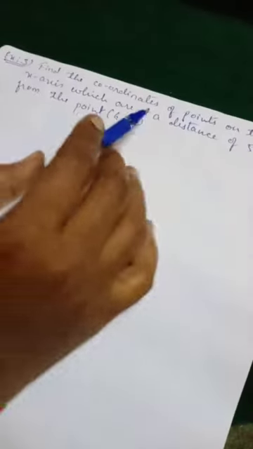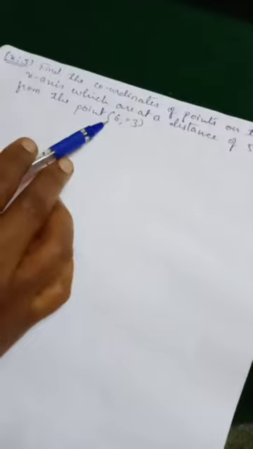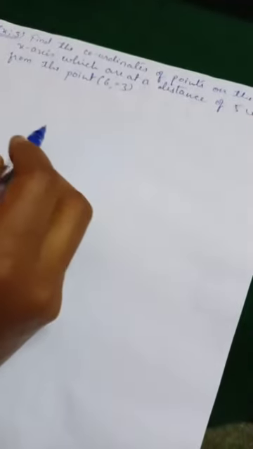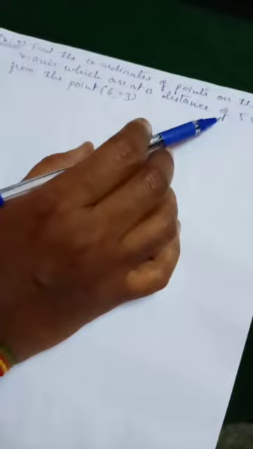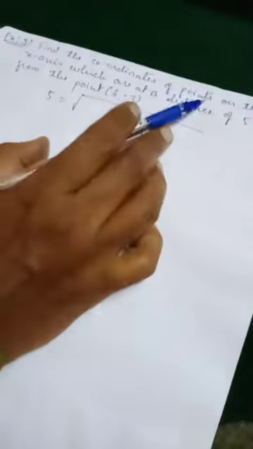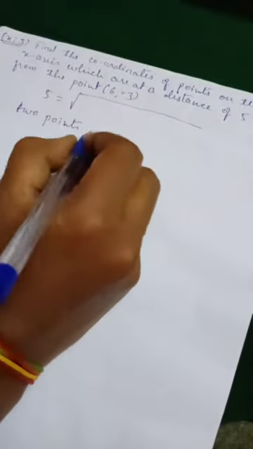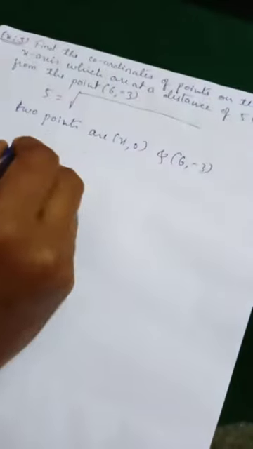So this is our third example. Find the coordinates of points on the x-axis which are at a distance of 5 units from the point 6, minus 3. So here let us consider 2 points. So 5 unit is already given here. So 5 is equal to, here you have to use the distance formula. The 2 points are x comma 0 and the given 6, minus 3 are the 2 points. So 5 is given already.